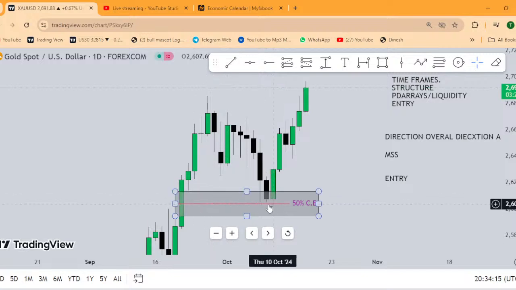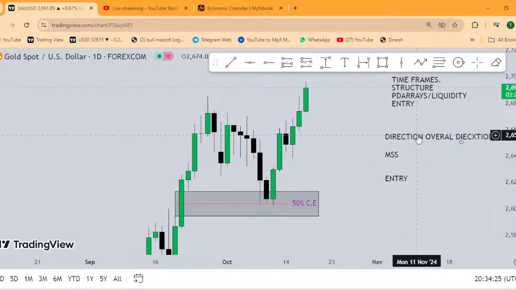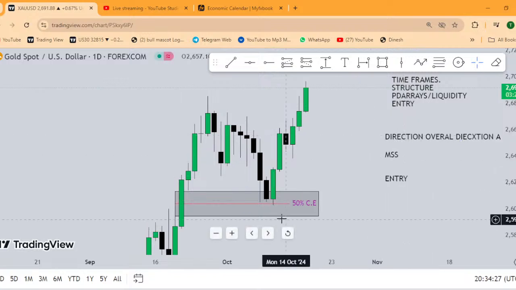To confirm this, we need a CISD or a market structure shift in the 1 hour chart we spoke about. So after price mitigates a higher time frame zone, the first criteria is established. Direction is met. So we hit a strong zone. Direction is we want to buy. To confirm the buy out of this fair value gap, what do we want to see? We want to see a market structure shift in the 1 hour chart.